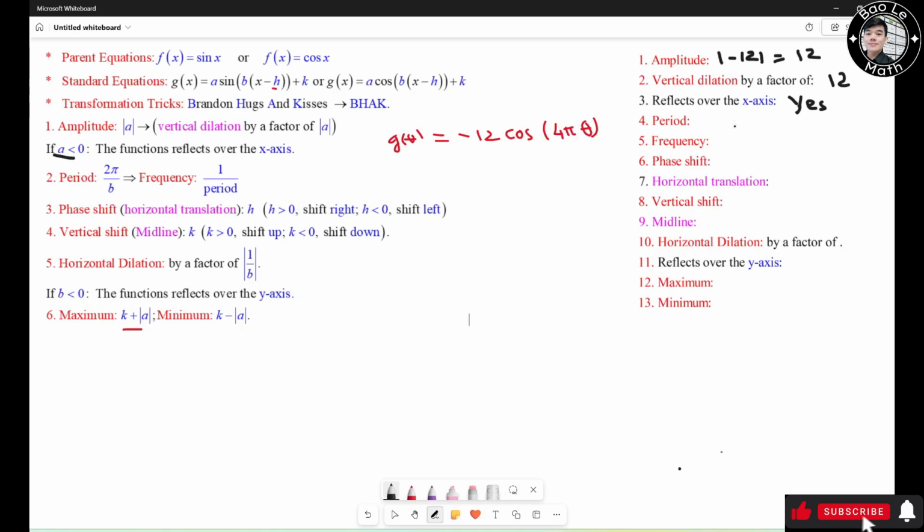Now period is going to be 2 pi divided by b. But b equals 4 pi, right? So this is going to be 1/2, right?